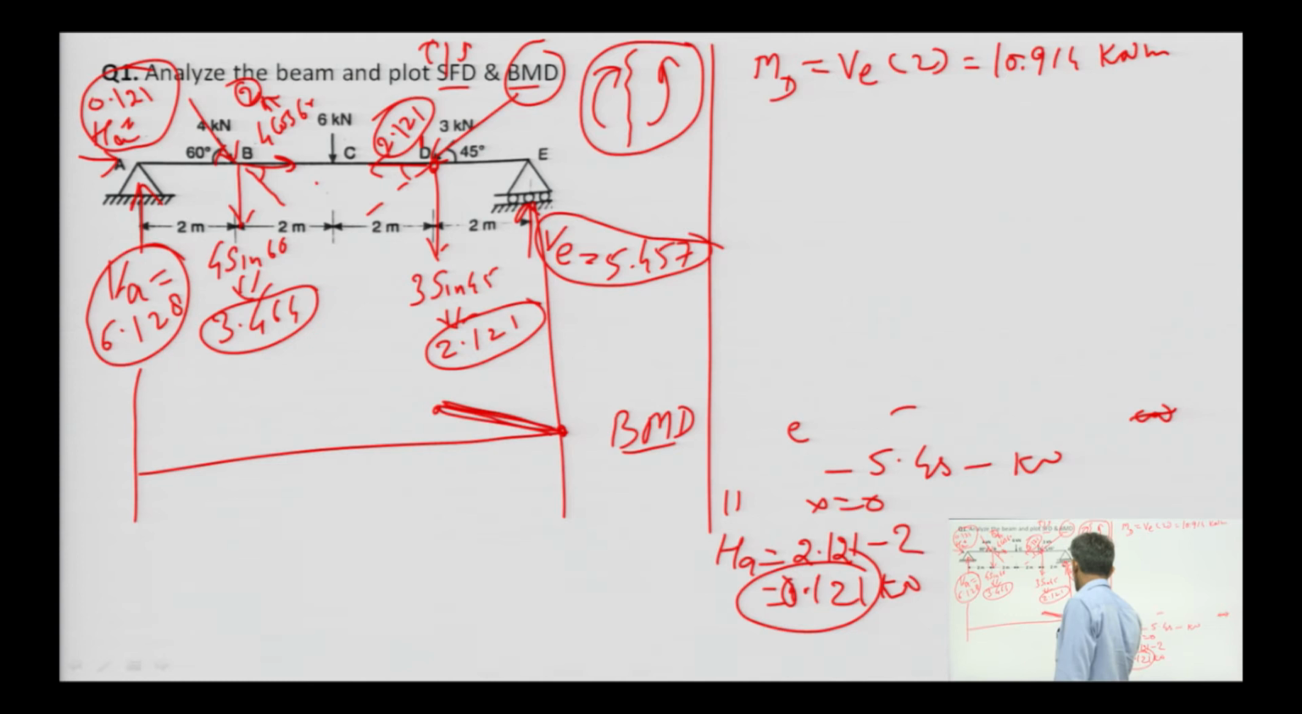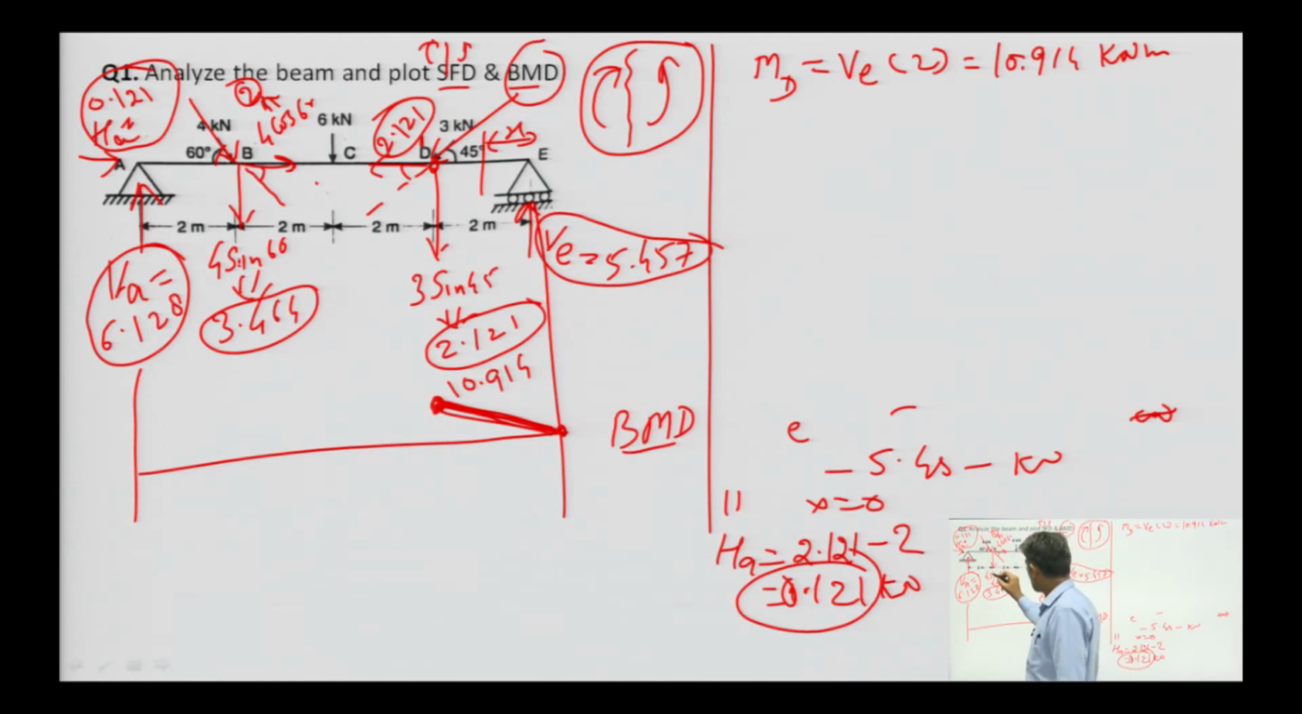In between it is linear. Why linear? Because bending moment at any segment between DE will be VE multiplied by x, okay, and x is linear. So, we will get a linear plot. Okay. So, this point is 10.914, right. So, at point D we have plotted.